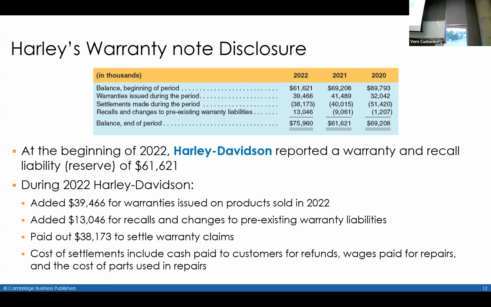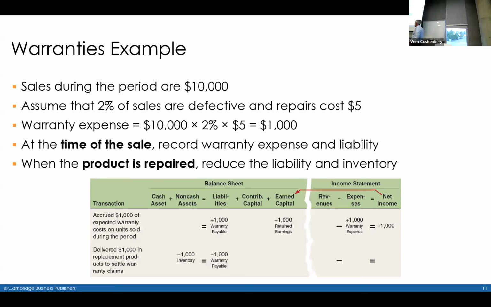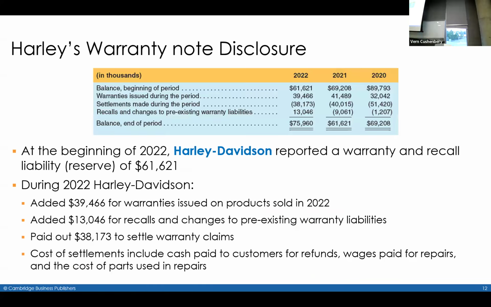So if I go back one slide, this is the transaction that we're working. Here's retained earnings. We really only had two accounts: warranty payable and warranty expense, and they're the exact same number. So if you wanted to drop earnings to the bottom line, you want this warranty expense to be higher or lower? You want it to be lower. The lower that warranty expense is, the higher your earnings are going to be in any period.